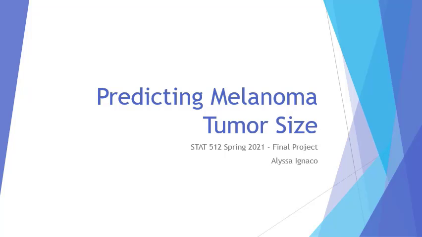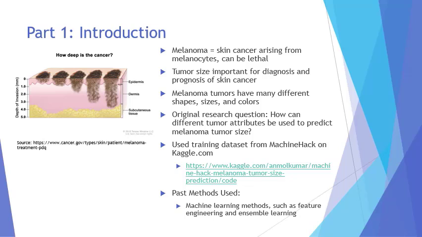tumor size. Melanoma is a type of skin cancer primarily caused by UV light that arises from melanocytes, which are the cells that provide pigment for your skin. It is the most dangerous type of skin cancer and can become lethal in its malignant form. Melanoma tumors can come in a variety of shapes, sizes, and colors, so it may be difficult to provide a complete set of warning signs.